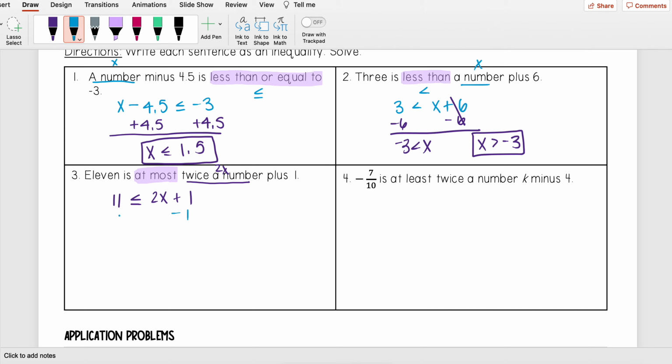Now I'll solve that. I'll subtract 1 from both sides. And I get 10 is less than or equal to 2x. Divide both sides by 2. And when I switch that around, I have x is greater than or equal to 5.